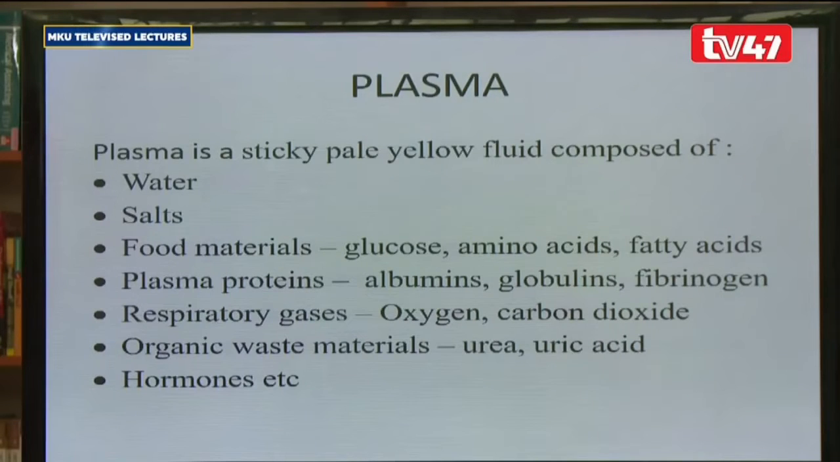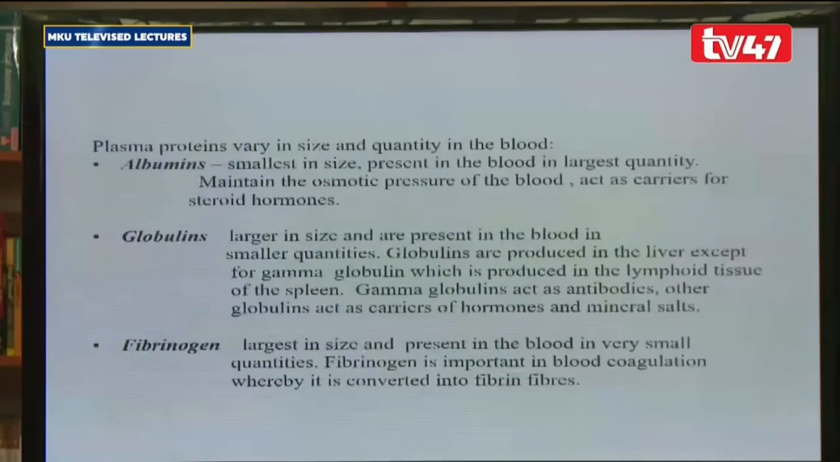We also expect to find in the blood the respiratory gases, specifically oxygen and carbon dioxide. We also expect to find organic waste materials in the blood, where the main waste material is urea, which is a waste material from the metabolic process of the breakdown of proteins. We also expect to find hormones in the blood and many other things such as vitamins and antibodies, and so on. Now for the plasma, it has a pH of about 7.5 in most places.